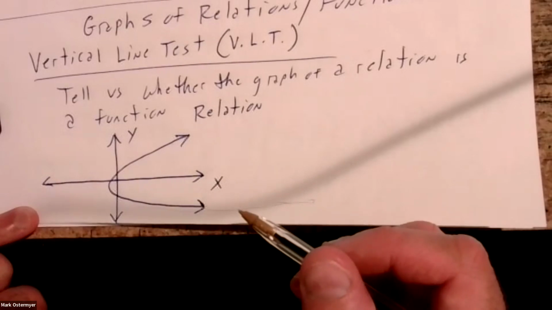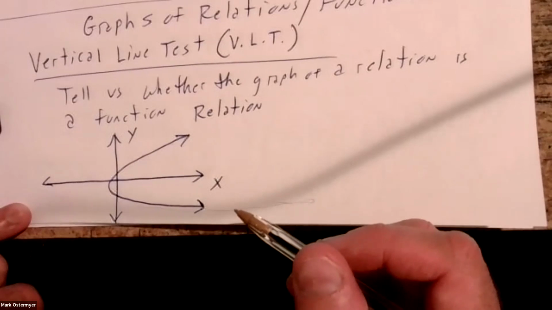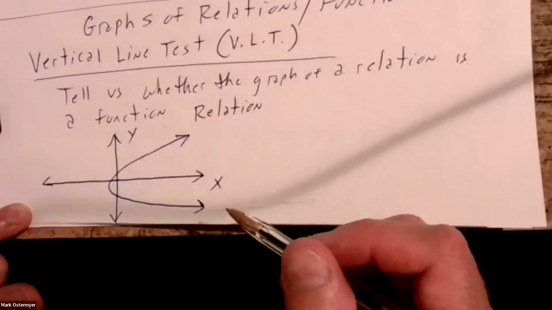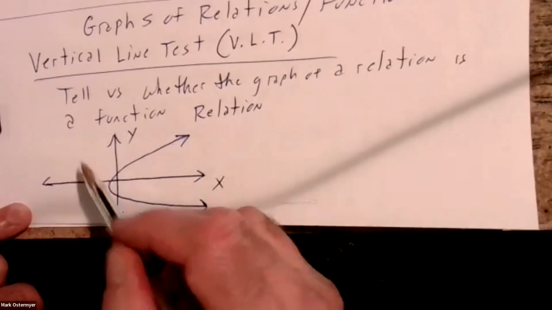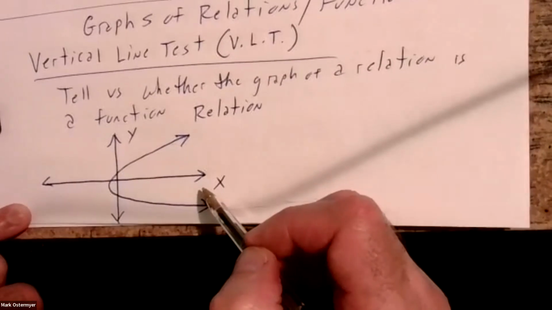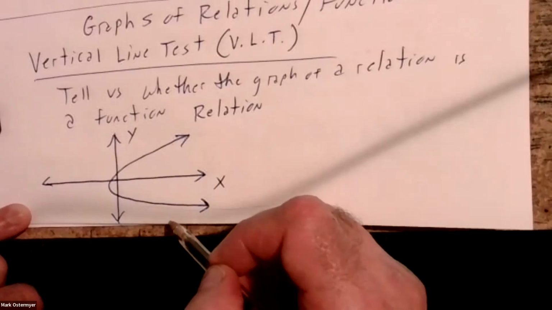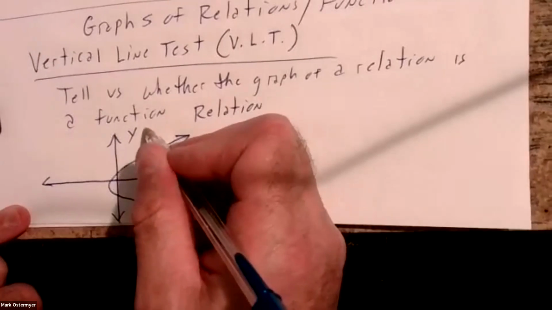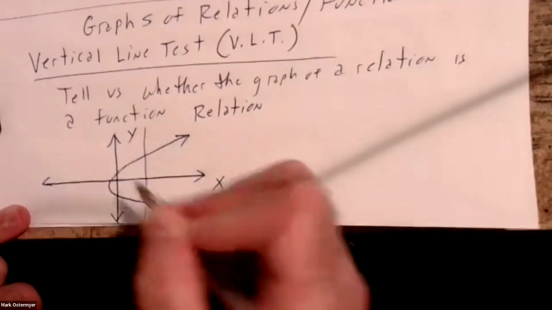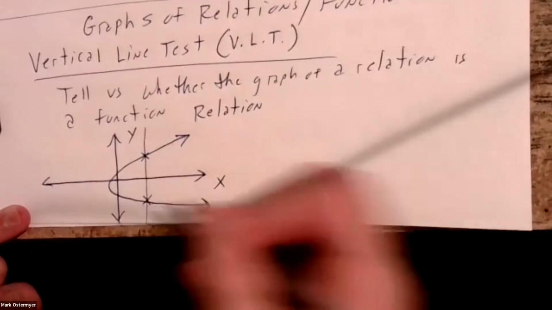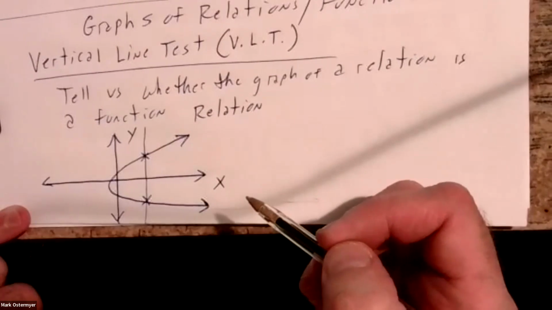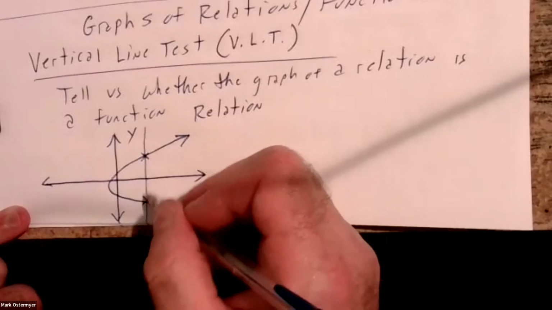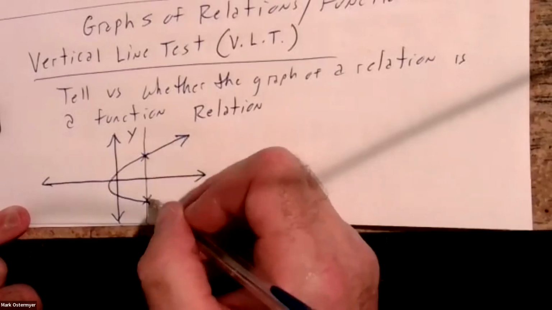Well, to find out, we take a hypothetical vertical line. And if I can place a vertical line somewhere in the XY plane such that it hits the graph in more than one point, then my relation is not a function. So notice I could position a vertical line right here, and it would go through my graph in more than one point, or touch the graph in more than one point. Because of that, we would see that there would be two different points on this graph that have the same x coordinate. Therefore, this is not a function.